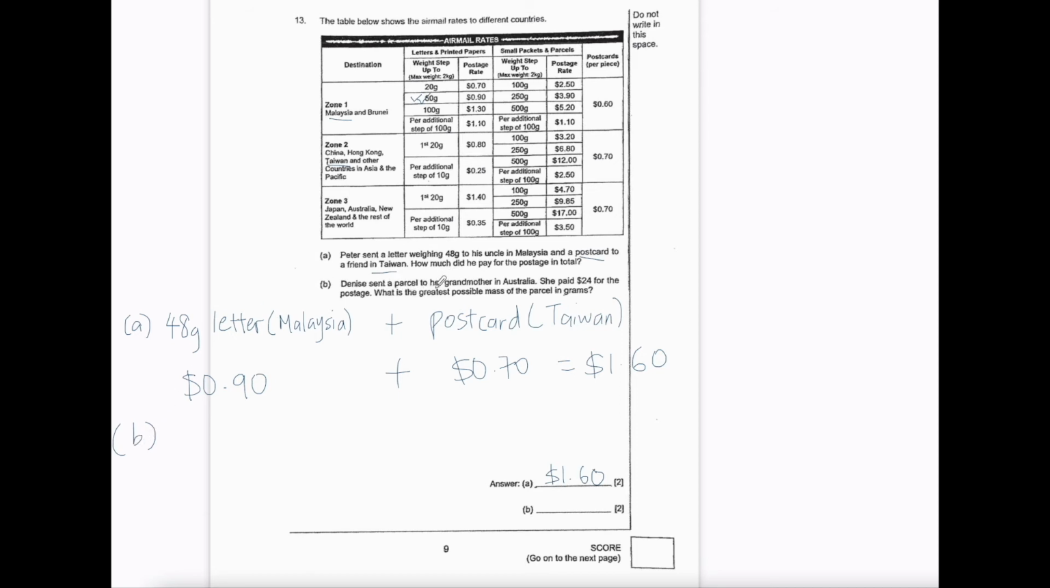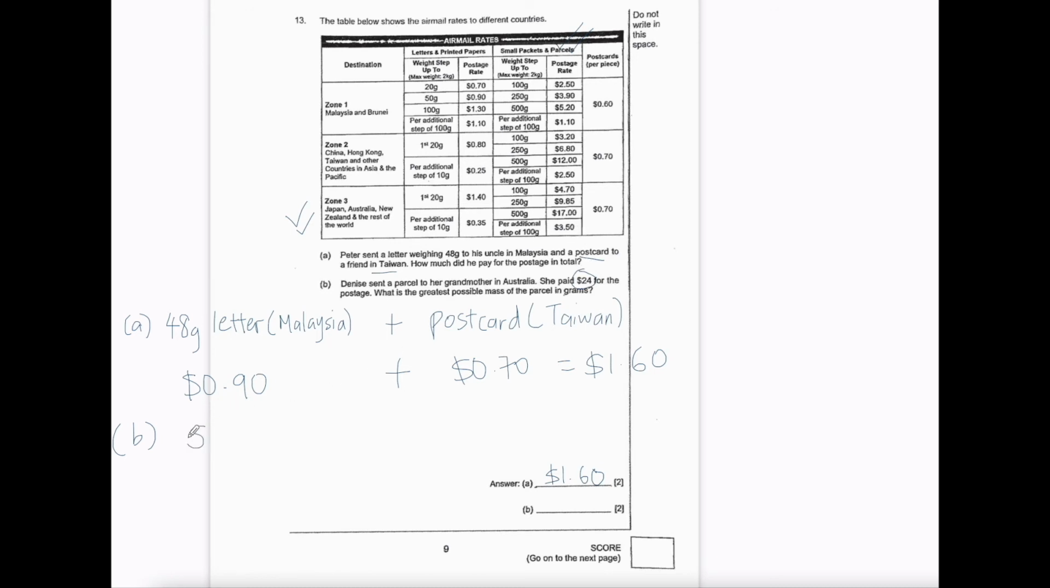Denise sent a parcel to her grandmother in Australia. So Australia, I'm going to erase everything that I did for A. Australia is zone 3. Okay, so she paid $24 for the postage. She sent a parcel, so we have to look here because parcels are here. So first 100 gram $4.70, 250 gram $9.85, 500 gram $17. So she paid $24, which is quite a lot.